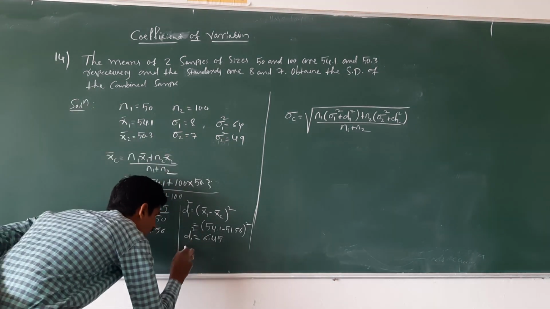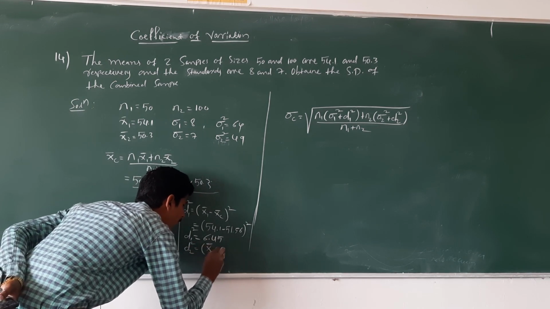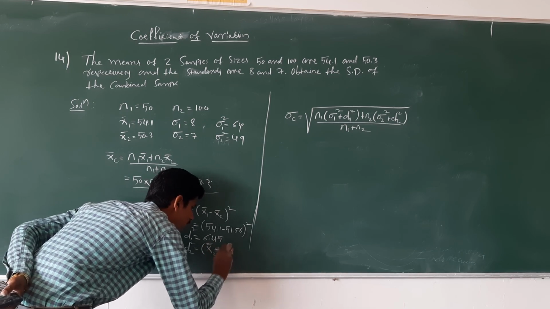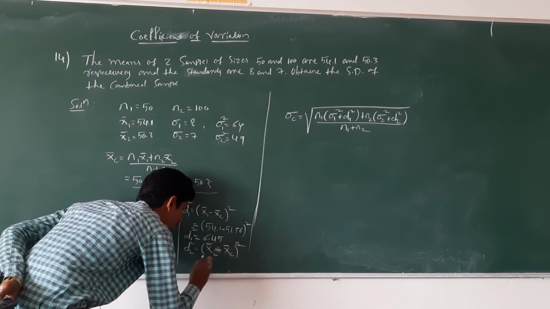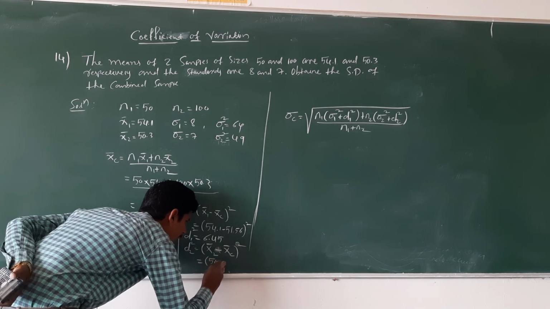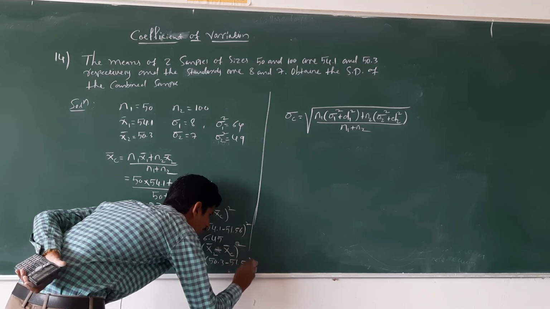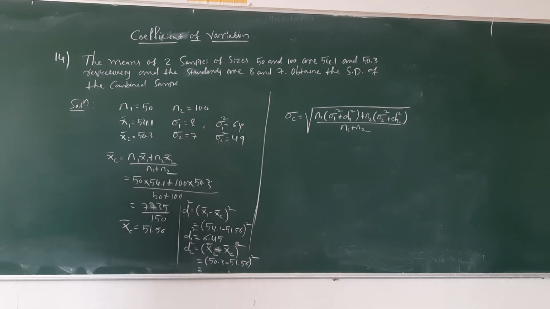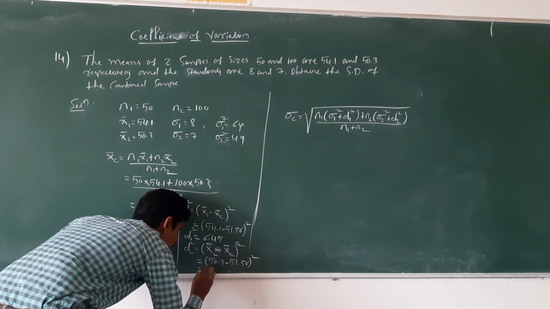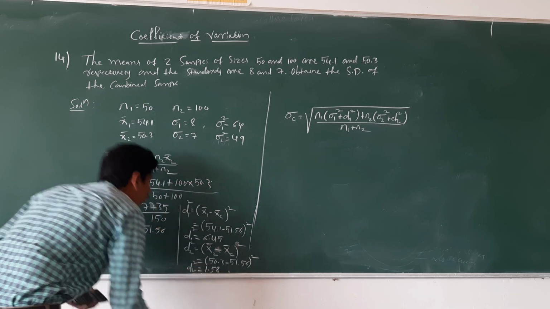The next we have to find d2 square. Here d2 square equal to (x2 bar minus x bar c) whole square. Here x2 bar is 50.3 minus x bar c value 51.56 whole square. Here 50.3 minus 51.56 is 1.26, its square is 1.58. Here d2 square equal to 1.58.